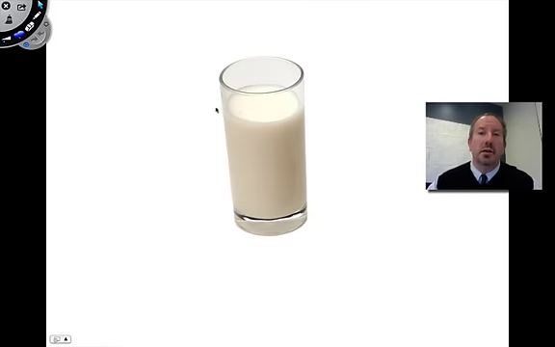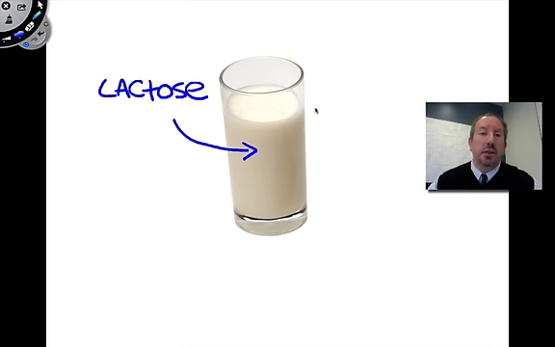So you can see in front of us, we have a glass of milk. The reason I have this glass of milk in front of us is that you may be familiar with this already, in that milk has a special sugar in it called lactose, and it's a disaccharide. And milk, you might also know, comes from the mammary gland, and so female mammals produce milk in order to provide nutrition for their babies. And so this disaccharide needs to be broken down and digested into two monosaccharides.